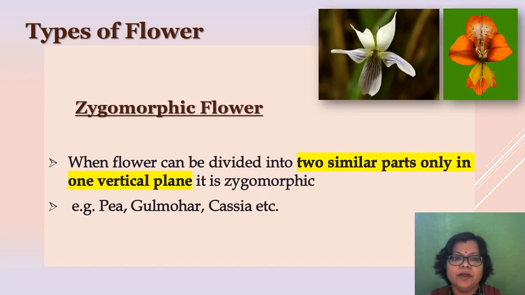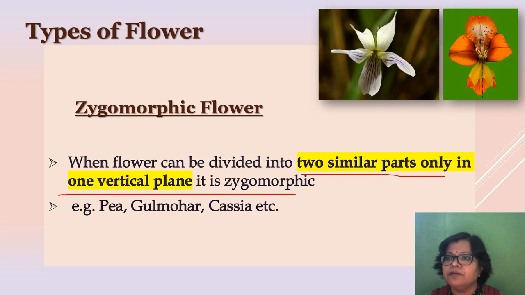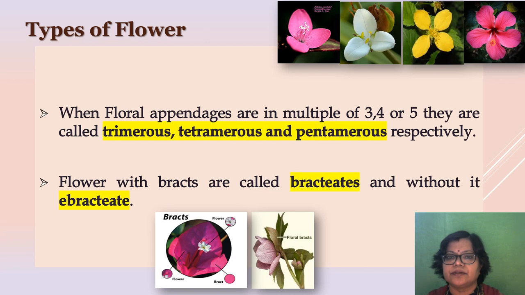Okay. Zygomorphic: when the flower can be divided only into two similar parts in one vertical plane, then it is considered zygomorphic. Here you see, only if the plane passes through this direction, then two equal halves are produced. If it is cut in this way, then only two equal halves are produced. Okay. But if the cutting plane passes through this direction, these two halves will not be equal. So in case of a zygomorphic flower, the flower can be divided into two similar parts only in one vertical plane, right? Examples: pea, gulmohar, cassia, etc.